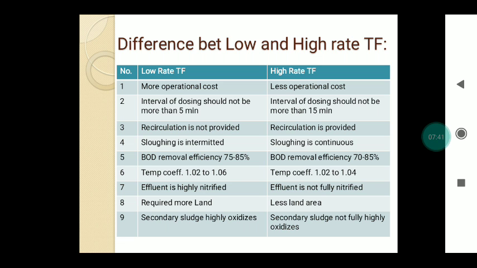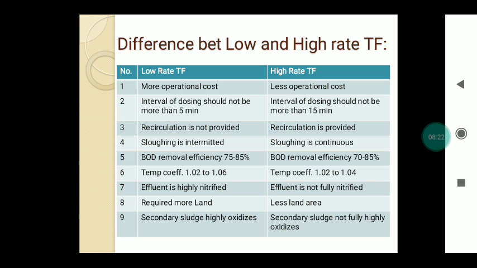In a low rate trickling filter recirculation is not provided, while in a high rate trickling filter recirculation is provided. Sloughing is intermittent, while in a high rate trickling filter sloughing is continuous. Next point, in a low rate trickling filter the BOD removal efficiency is about 75 to 85%, while in a high rate trickling filter it is about 70 to 85%. The temperature coefficient is 1.02 to 1.06 for the low rate, and 1.02 to 1.04 for the high rate trickling filter.